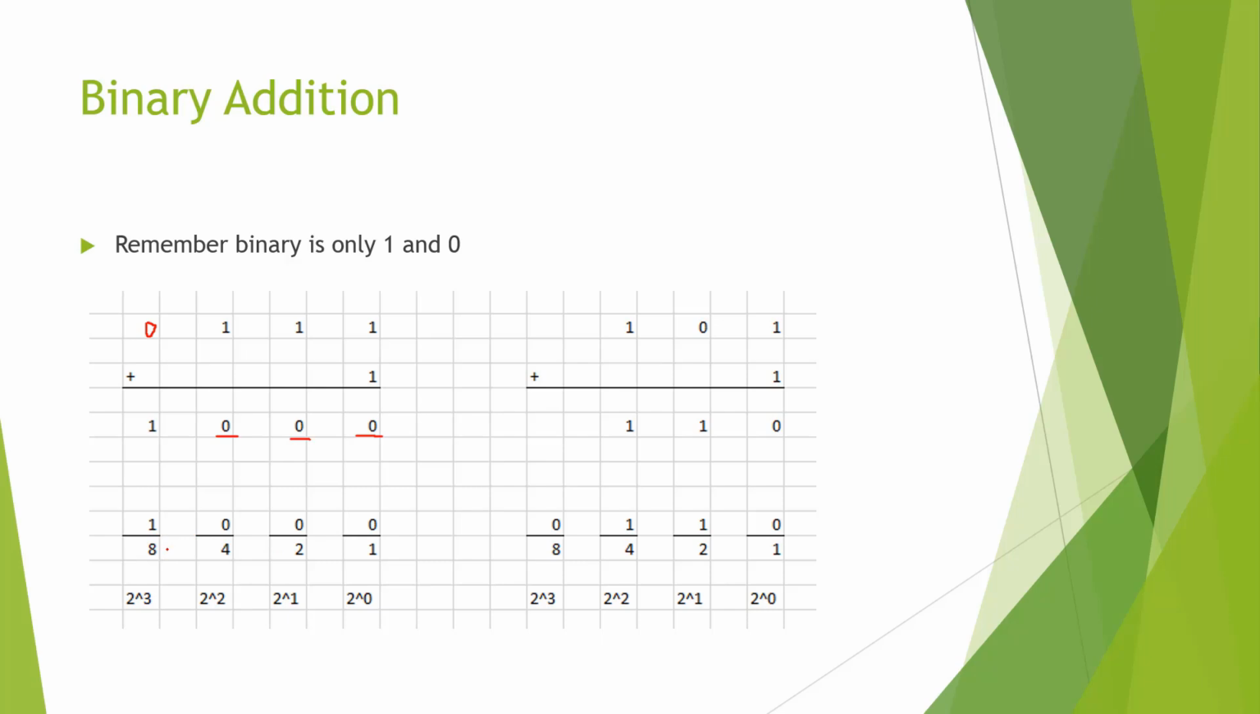You can always double check this by taking your original binary number, 1, 1, 1, that is actually 7 decimal, adding 1 to that, and 7 decimal plus 1 decimal is 8 decimal, so it equals.